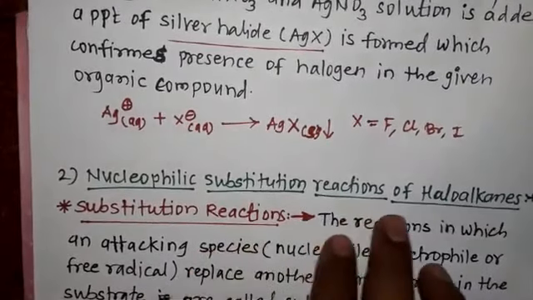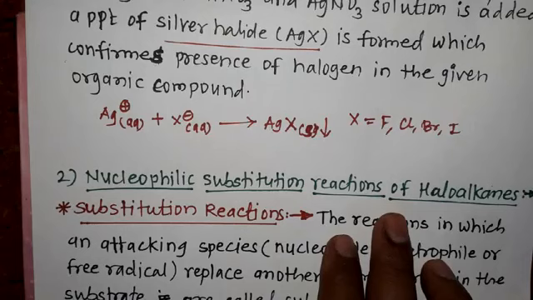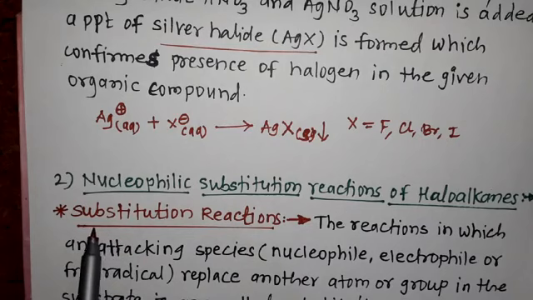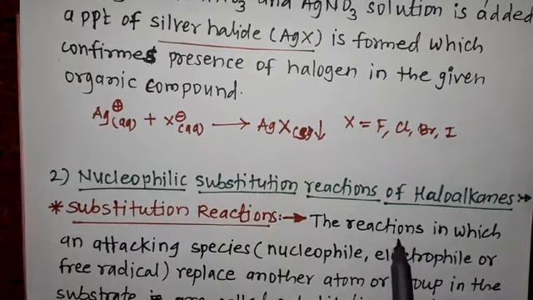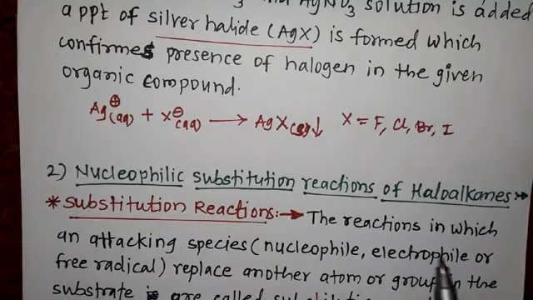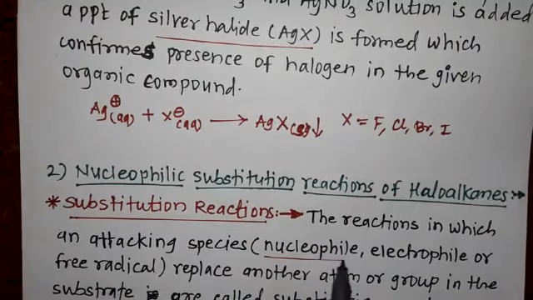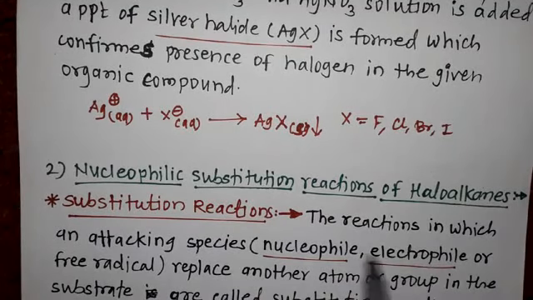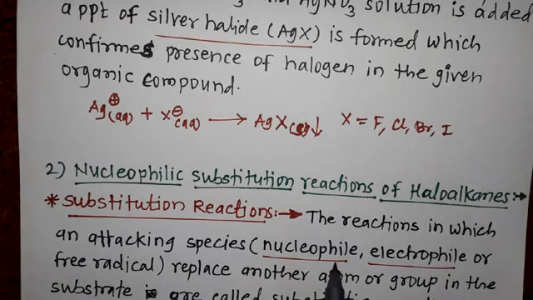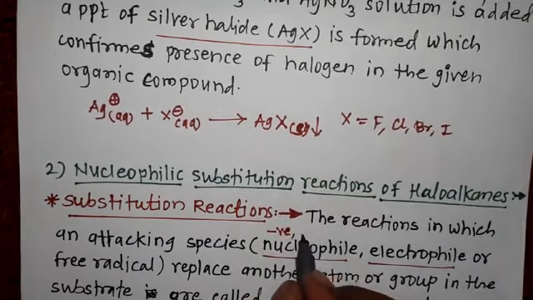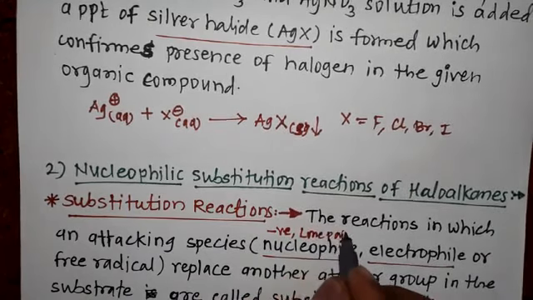And here the next topic is the nucleophilic substitution of haloalkanes. First, we should study about substitution reactions. The reactions in which an attacking species are having three types: nucleophile, which is electron rich; electrophile, which is electron deficient. And due to the electron rich nature of nucleophile, it may have a negative charge or lone pair of electrons.